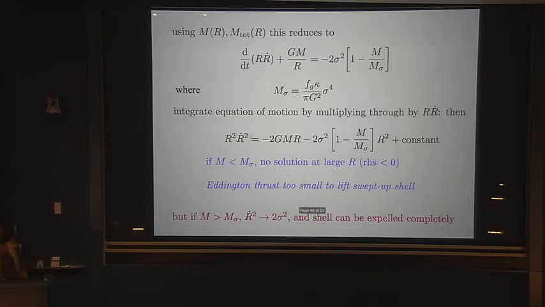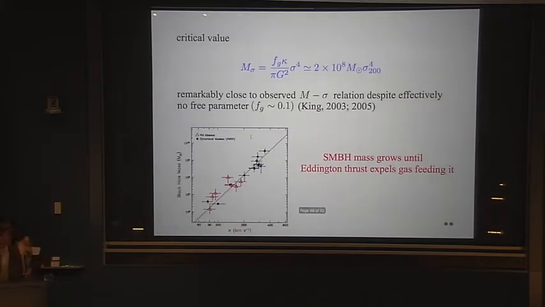But notice, if M is greater than M sigma, then you find that the shell can be expelled completely. It will escape the nucleus. It will escape the potential. Okay? So you find these two cases of solutions, and that kind of nicely maps onto the two regimes that we were talking about to couple the small scale to the large scale.